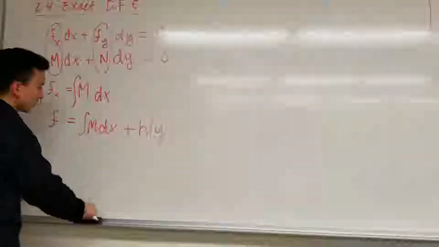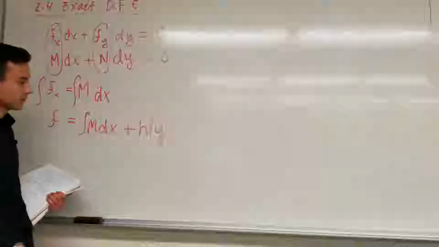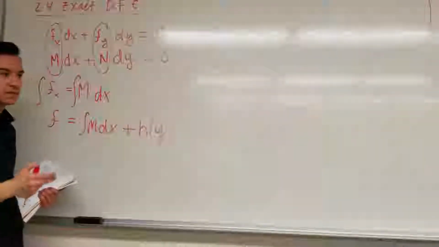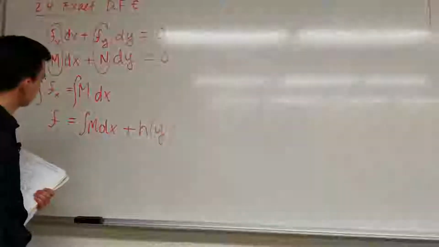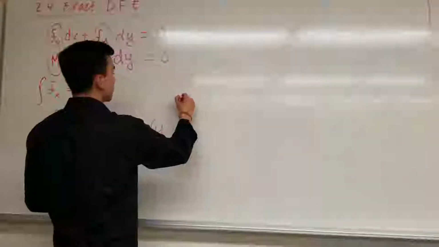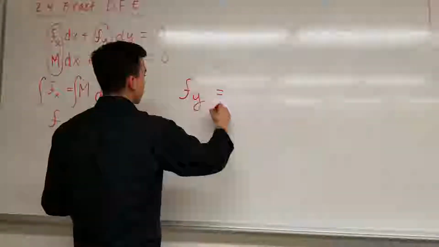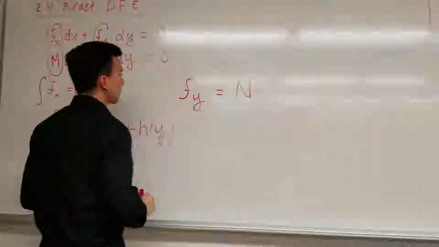So if we take the integral, we're going backwards. We're reversing the partial derivative. Therefore, we have to have our y variable, whatever it was, still in there. Okay? So if we take our partial of f with respect to y, we're going to get that equal to n, right?